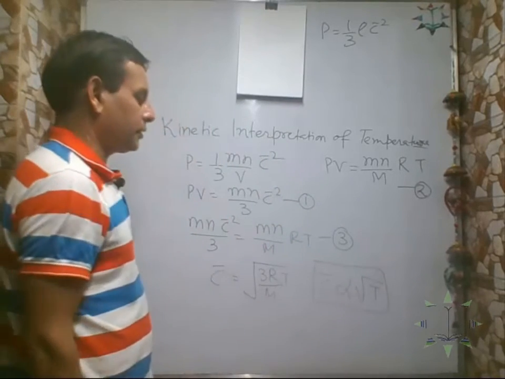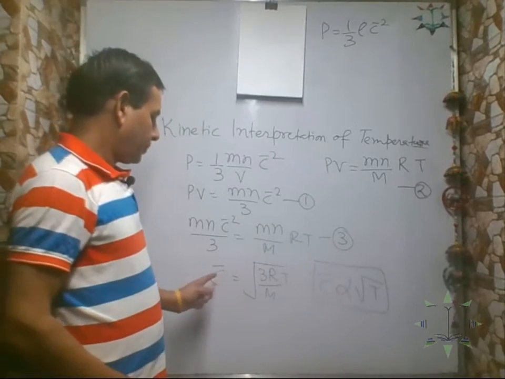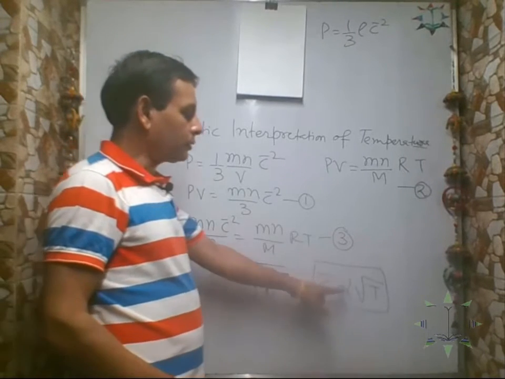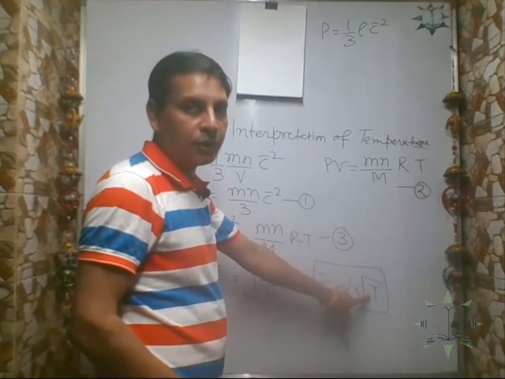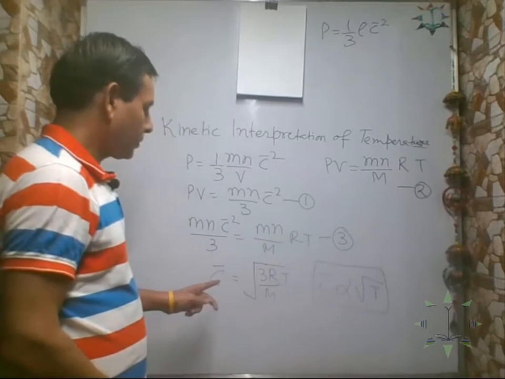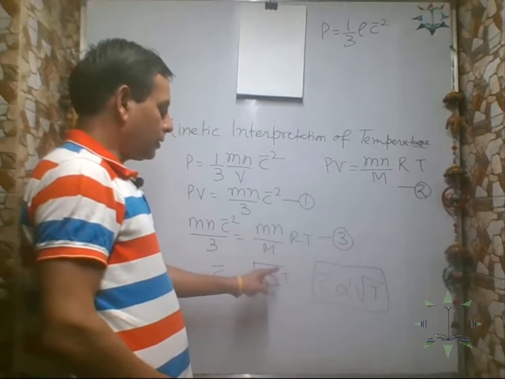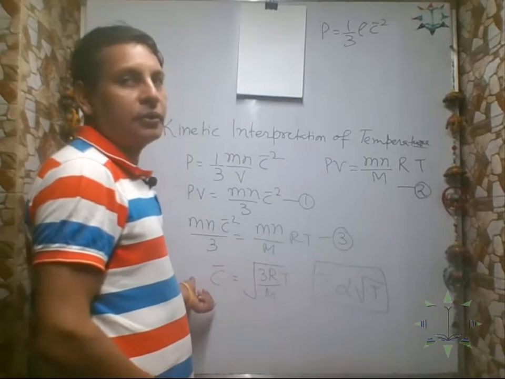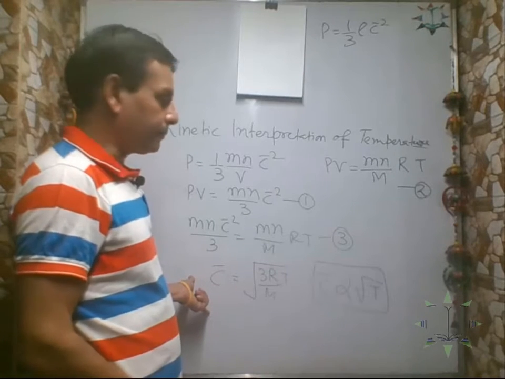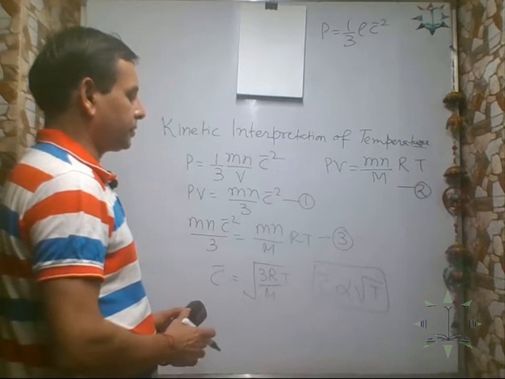This is the kinetic interpretation: the root mean square velocity of the gas molecule is proportional to the square root of the absolute temperature. Now suppose we increase the temperature, then the root mean square velocity of gas molecules will increase, correct? So this is called the kinetic interpretation of temperature.